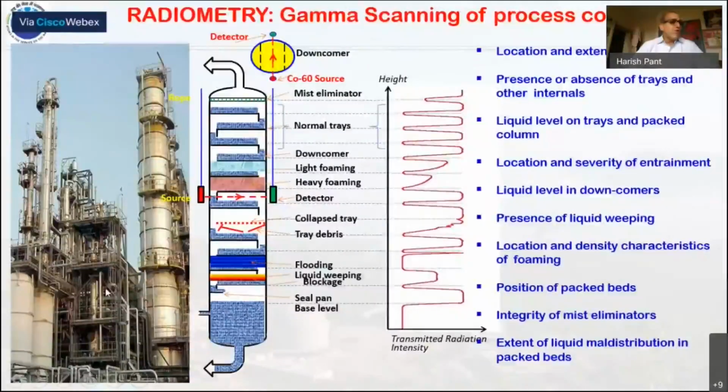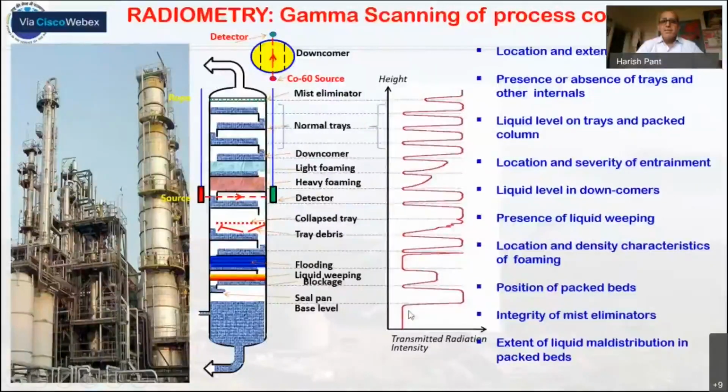During the operation of these towers, they often malfunction and some trouble happens. In this case, again, a radiometric or gamma scanning technique of the process column is carried out. How is it carried out? We take a source and detectors. They are hung from the top of the column and first aligned in the same plane, and then lowered down synchronously, and a density profile is generated. Here you can see the transmitted radiation intensity, and this is the height of the column.